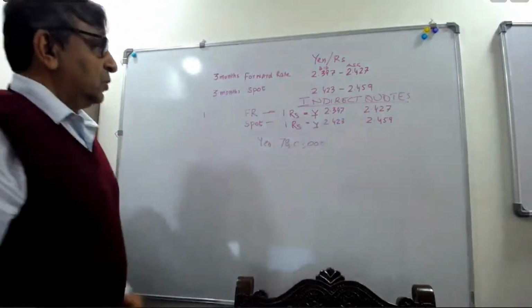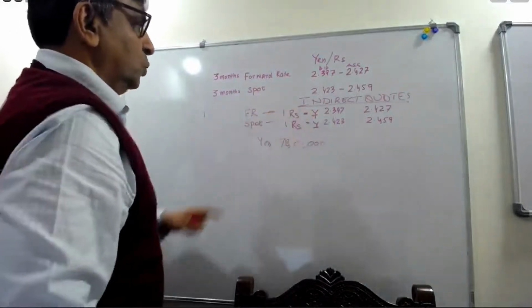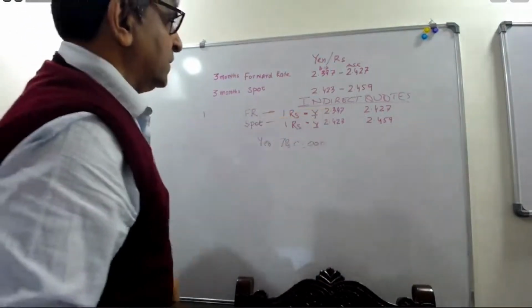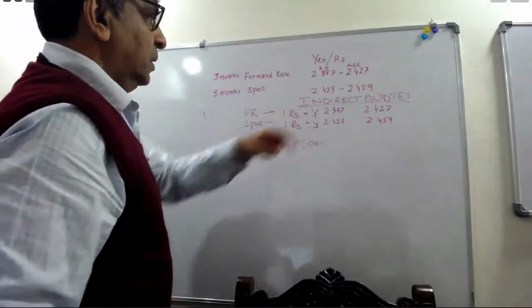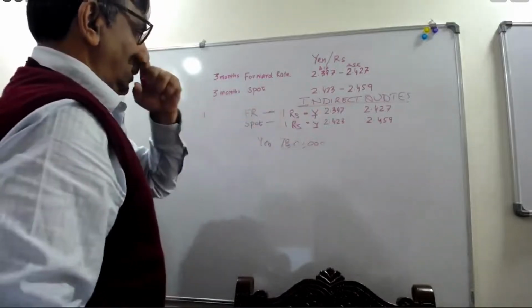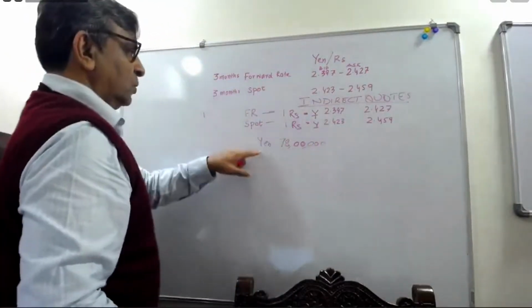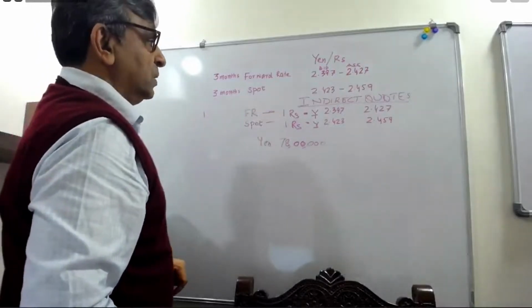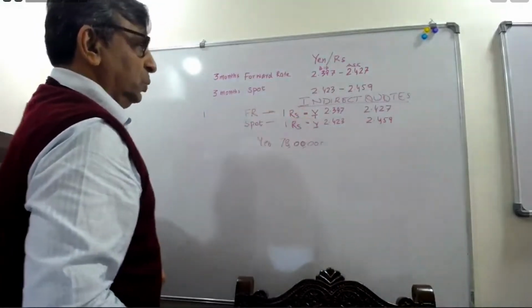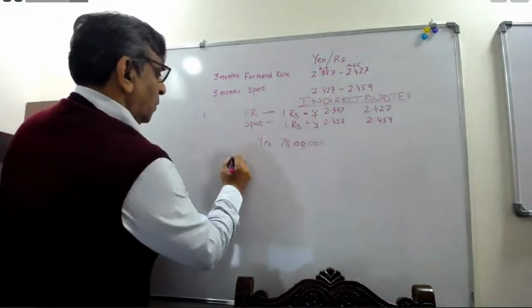Fine. So these quotes are 1 rupee is equal to 2.397 yen. And this is the bid rate and that's the ask rate. Now we have got 78,000 yen to be received. So the quotation is in terms of rupees, so we need to convert that into yen. So which means 1 yen.